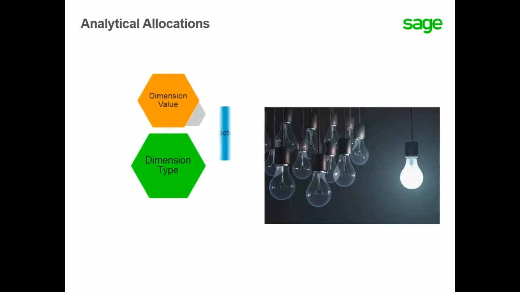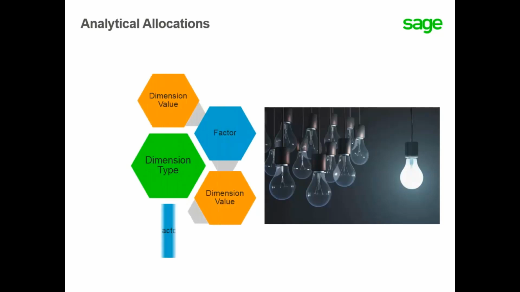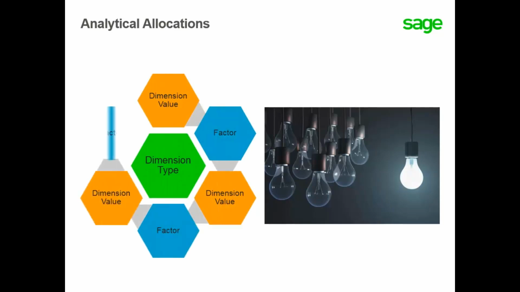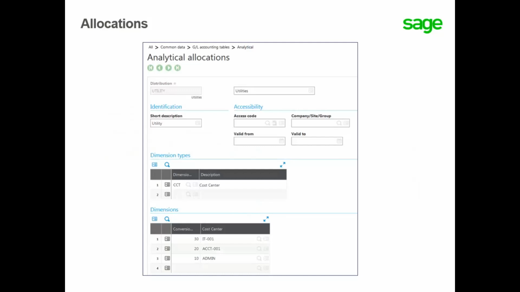When posting entries, you can allocate an amount to an account and to a specific analytical dimension value. However, you cannot allocate an amount to multiple dimension values on the same transaction line. Analytical allocations are used to distribute an amount to several dimension values when entered on a single transaction line.